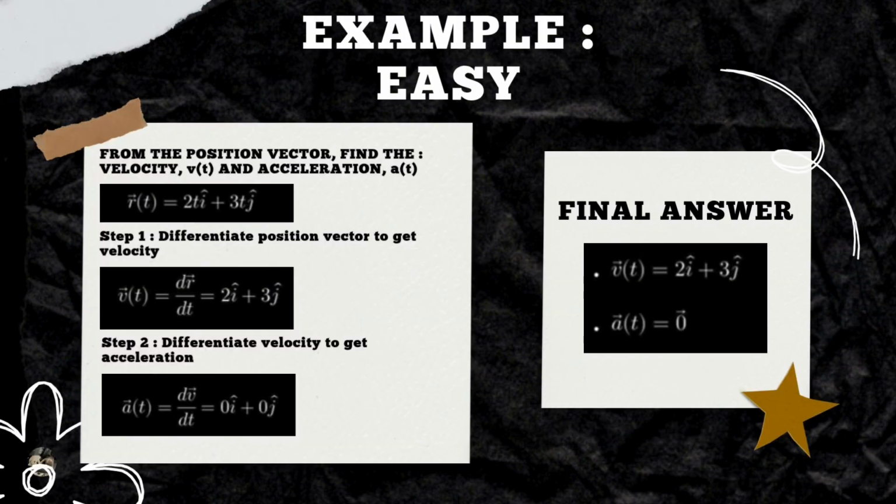For the easy example, we just take the equation of the position vector and then differentiate it to get the velocity. So from 2t i plus 3t j, we differentiate it and we get 2i and 3j. Then to calculate the acceleration, we just differentiate the velocity to get 0i and 0j. So the final answer is velocity 2i plus 3j and acceleration equal to 0.